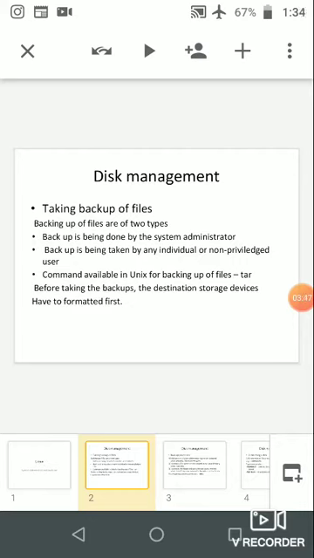So which type of files does the system administrator take? Mainly system files and user files both.